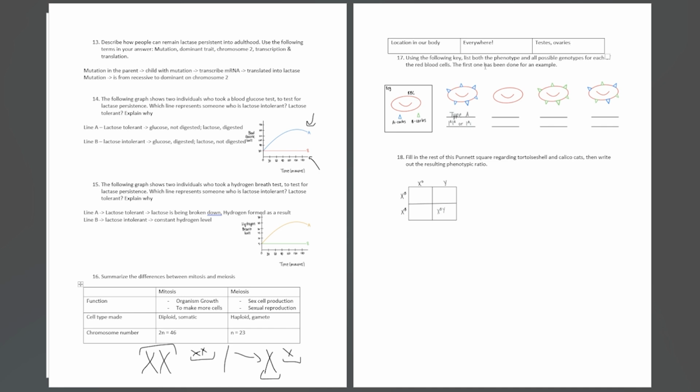Okay, good. So moving on, using the following key, list both the phenotypes and possible genotypes for each of the red blood cells. Okay, so we have the green and we have the blue. Blue is type A blood, green is type B blood, right? So if we have the presence of blue antigens, that tells us that it's type A. The presence of B antigens, that's type B blood. If we have none, then that tells us we have type O, right?